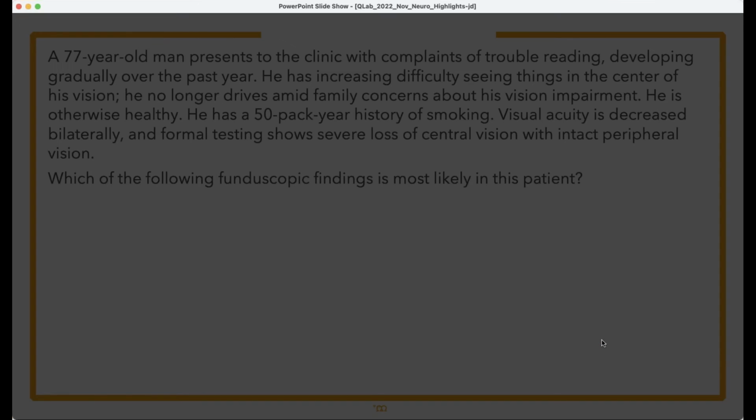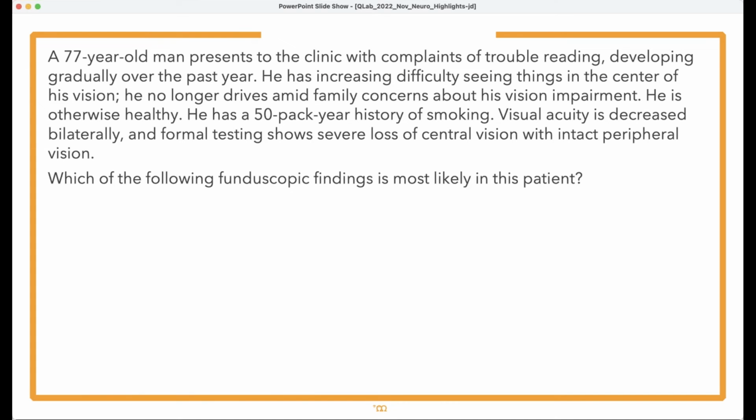And with that, let's wrap it up. This is our final question of the night. Let's see if we can finish strong.